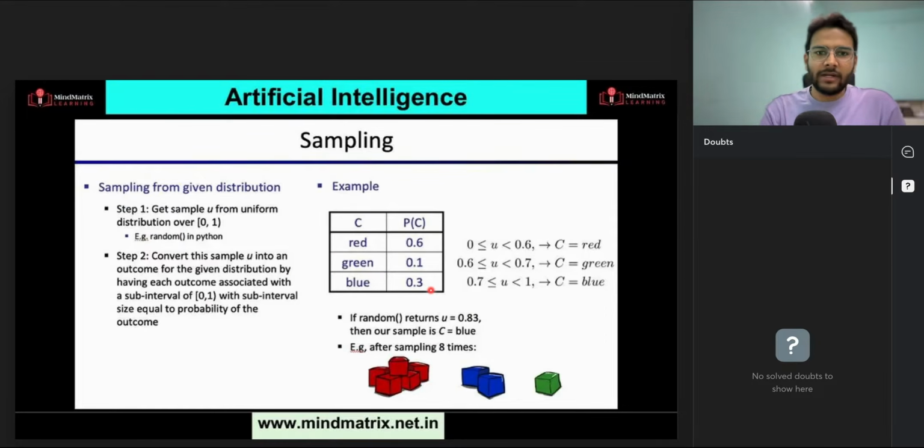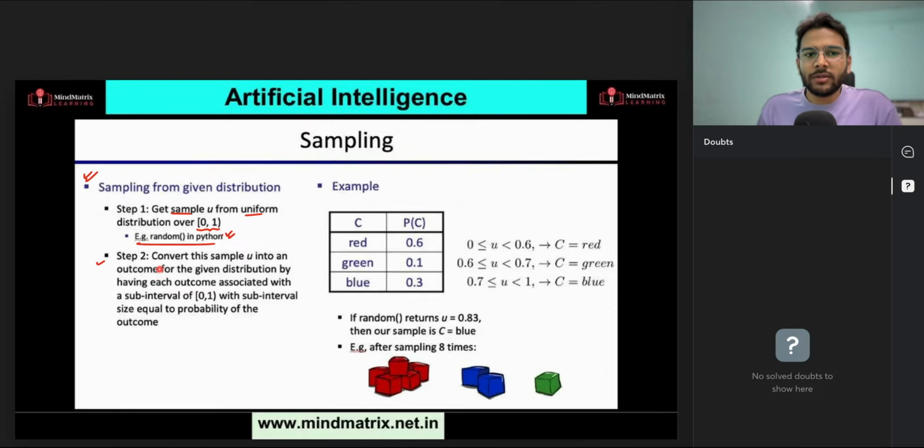fine. Now let's understand this through one example: sampling from a given distribution. Let's say you want to get a sample U from a uniform distribution that ranges from 0 to 1, right? It starts from 0, and the open parenthesis means 1 is not included. For example, random in Python: if you use this function in Python, it always generates a value between 0 and 1, including 0, right? So what is step 2?